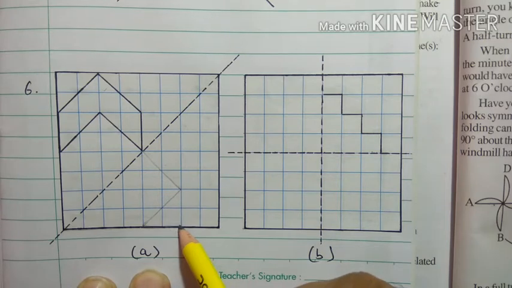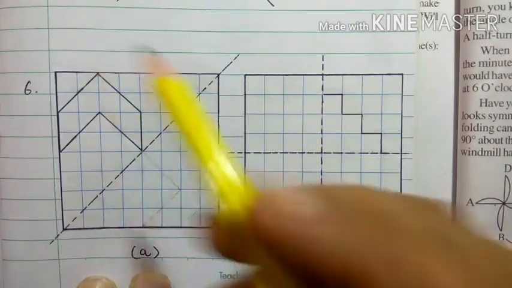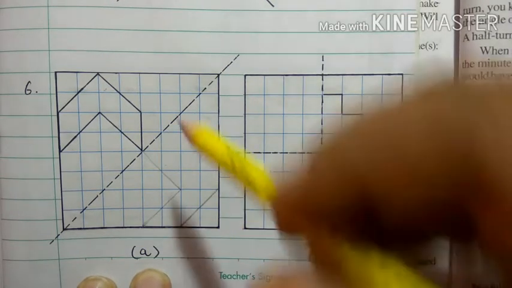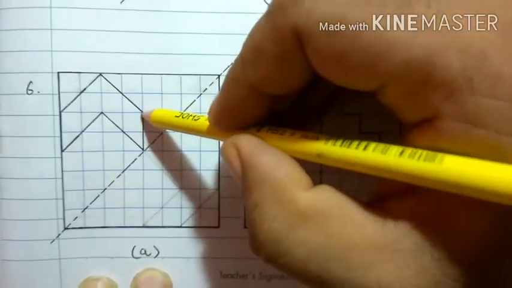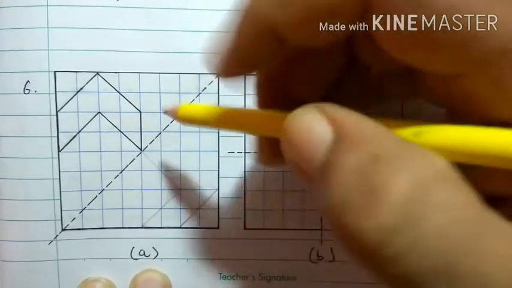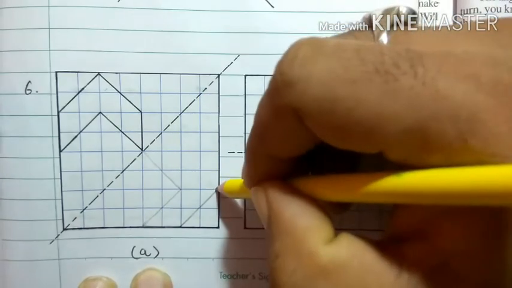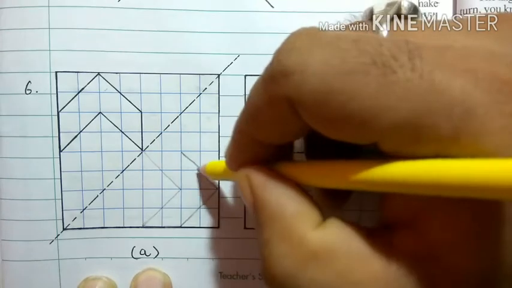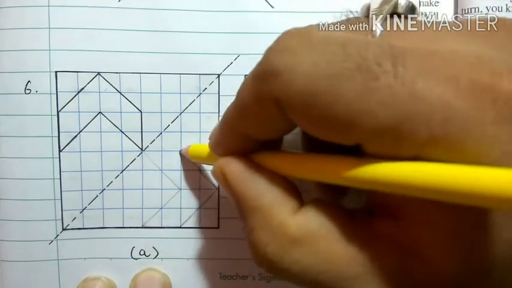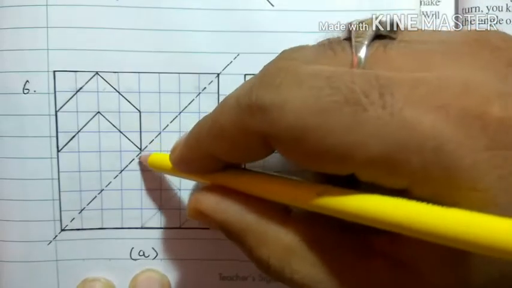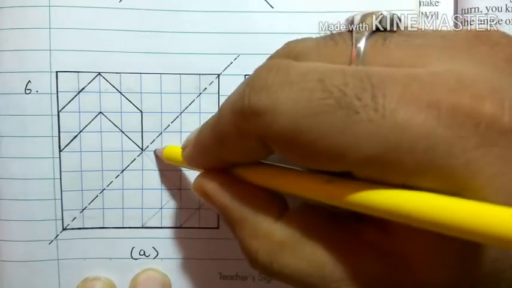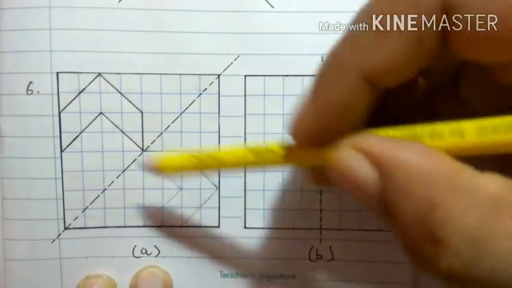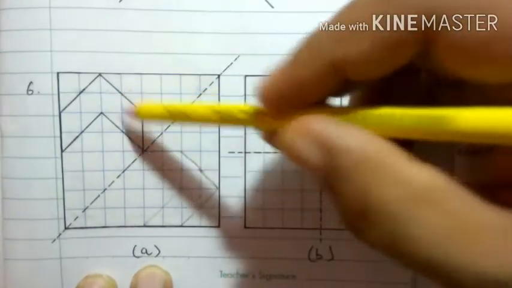After that it goes diagonally 2 blocks like this, and then from here it will go 2 blocks this side, coming towards this line of symmetry, then 2 blocks diagonally in this direction. Then after that it will join with the line of symmetry, so I'm going to draw it joining the line of symmetry. So this is the line of symmetry and the figure is completed.